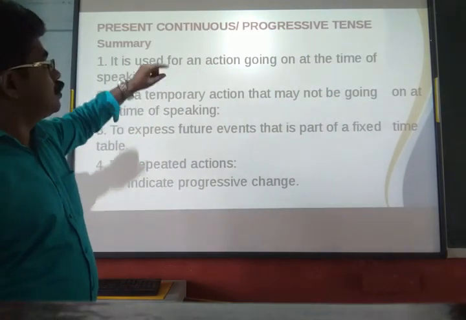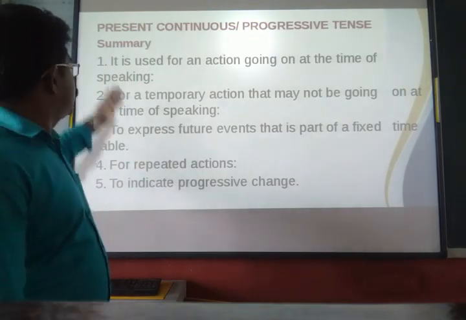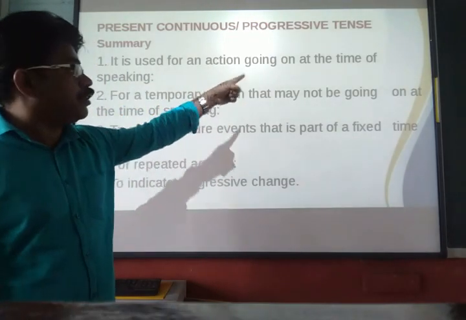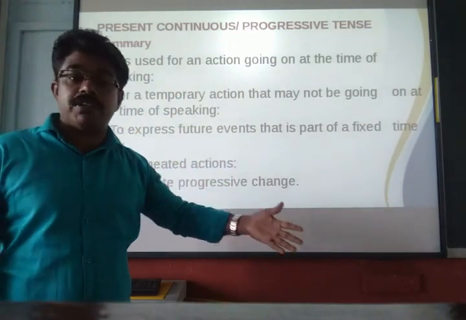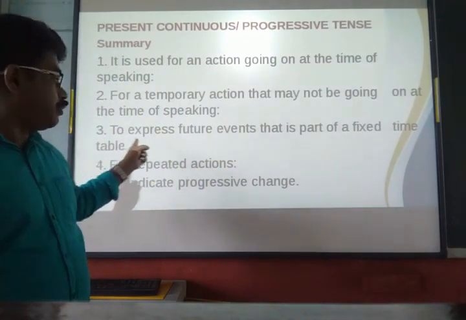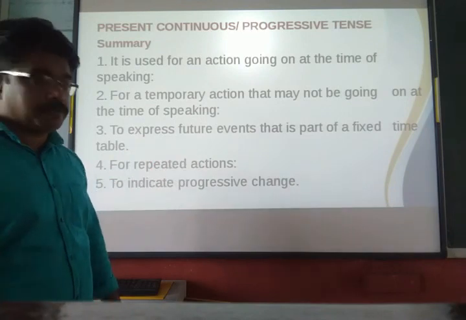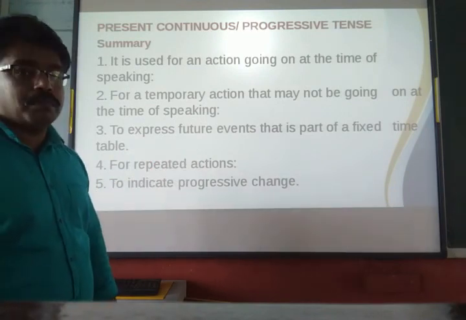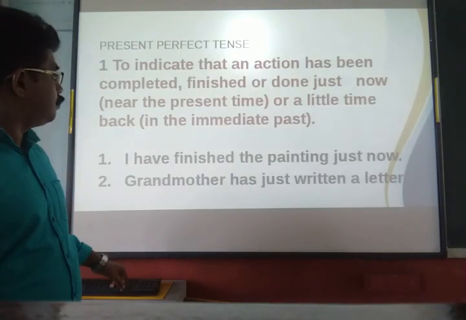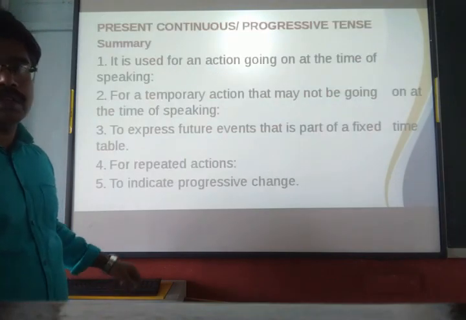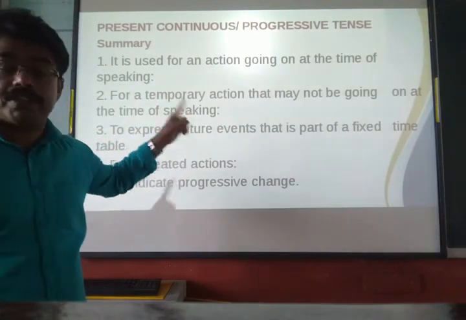The present continuous tense, or the progressive tense, in summary we have taken here. We have said it is used for actions going on at the time of speaking, for temporary actions that may not be taking place at the time of speaking, to express future events that are part of a fixed timetable, for repeated actions, and to indicate progressive change. So these were some of the usages of the present continuous tense.